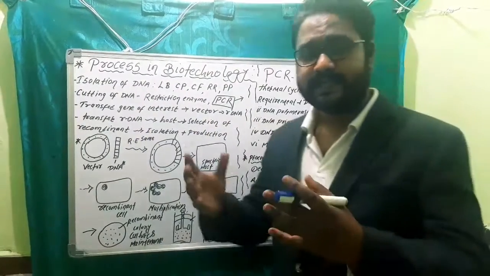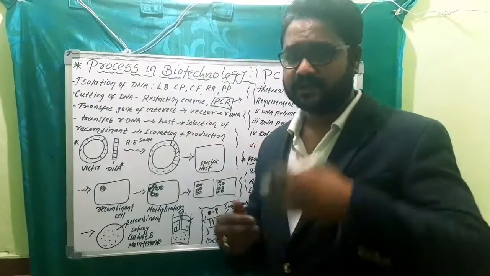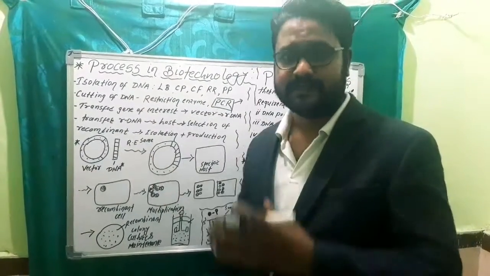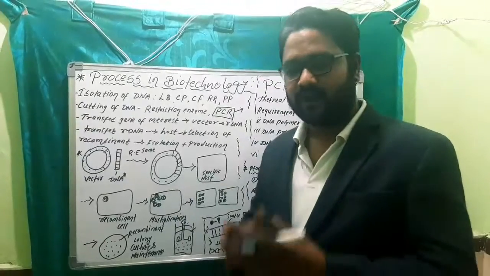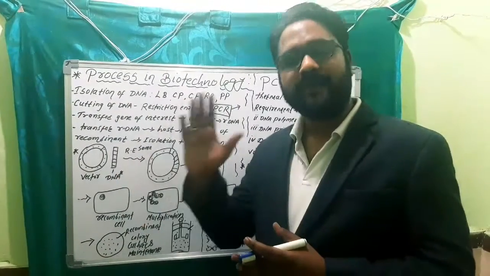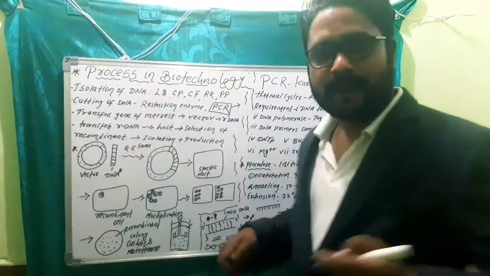Now we know that the DNA exists inside the nucleus. That nucleus is inside the cytoplasm. The cytoplasm is covered by the cell membrane and cell wall, etc. So first of all we have to separate it from the cell wall. To do that, we first isolate the DNA by breaking the cell wall.